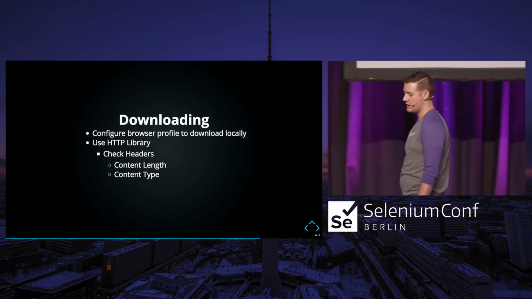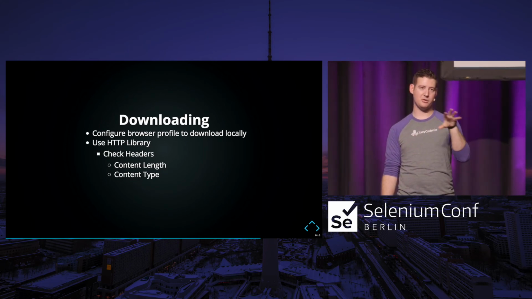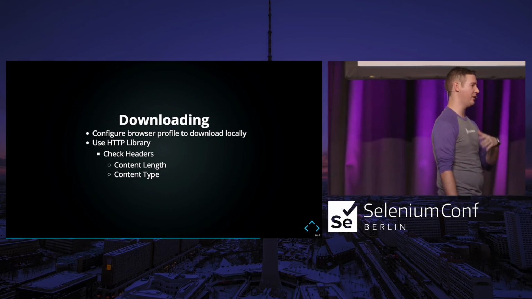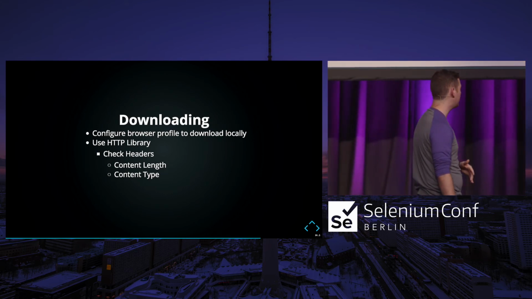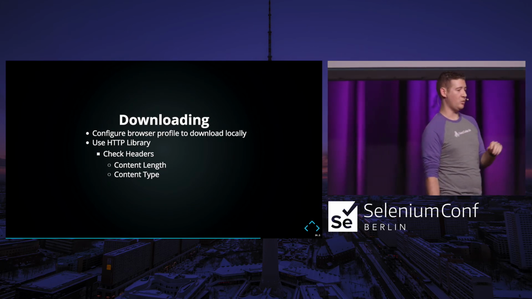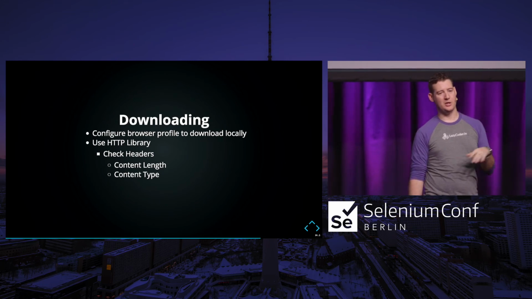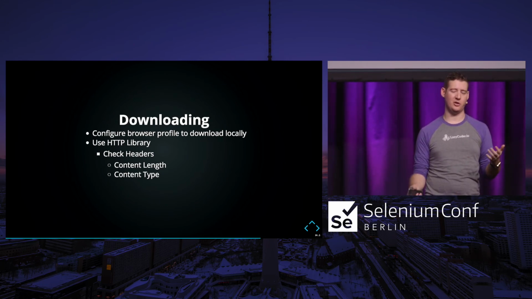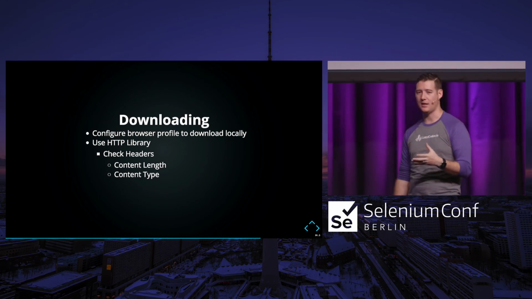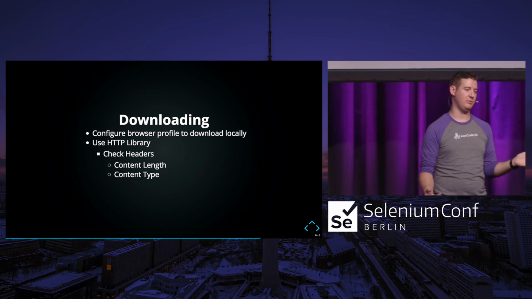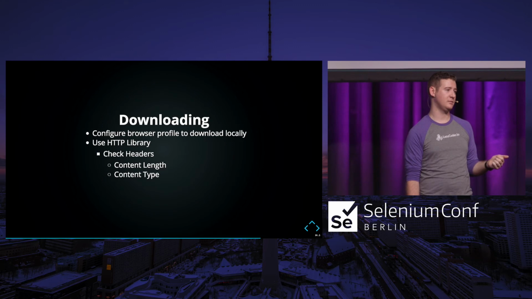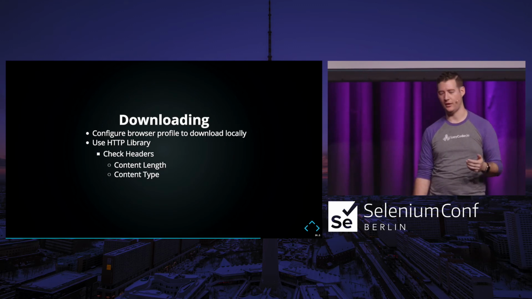Downloading files. You can specify the browser profile for either Chrome or Firefox to automatically download specific file types and to specific locations, and that's what you would do to download it. Once you have the URL that you're downloading, you then use the HTTP library that's built into all your programming languages and validate the content length and the content type, and voila, you've successfully made sure that you've downloaded the right file. Did I make anybody's life easier? Maybe. Okay.